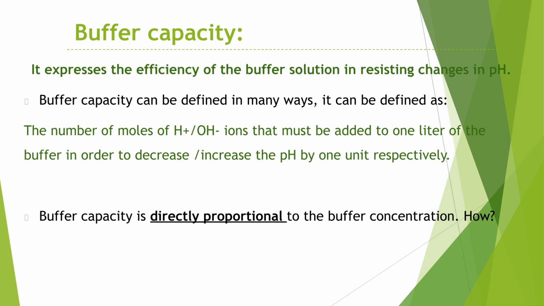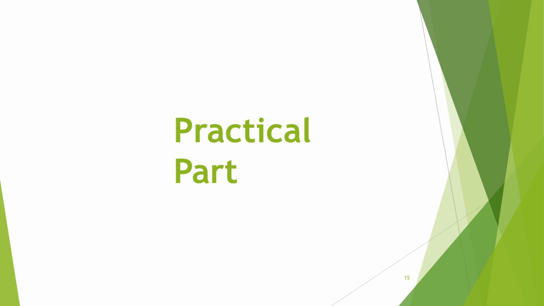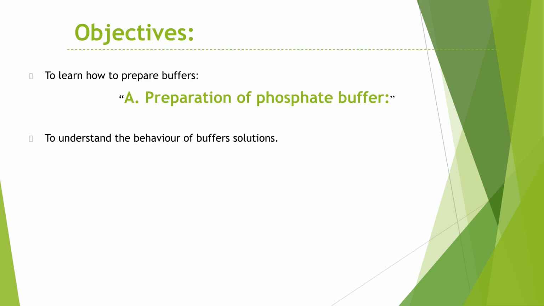Buffer capacity is a measure of the buffer solution's efficiency in resisting pH changes. It's the moles of H+ or OH- needed to change the pH by 1 unit. It is directly proportional to the buffer's concentration. The practical part of this video will focus on the preparation of buffers. The objectives are to learn how to prepare phosphate buffer and to understand the behavior of buffer solutions.